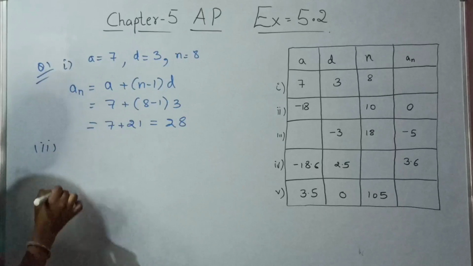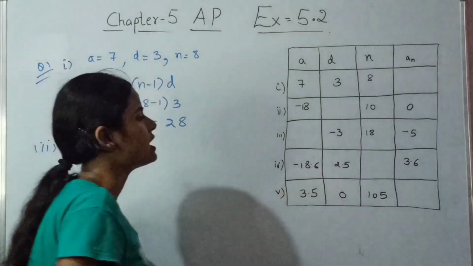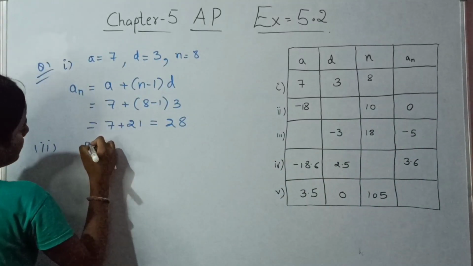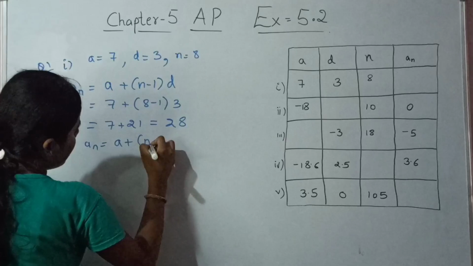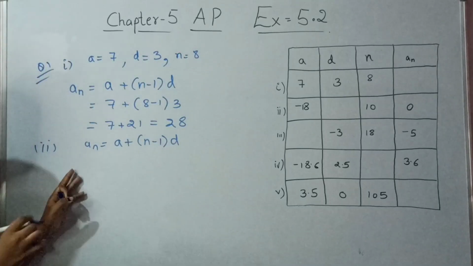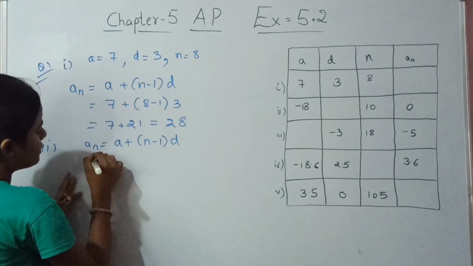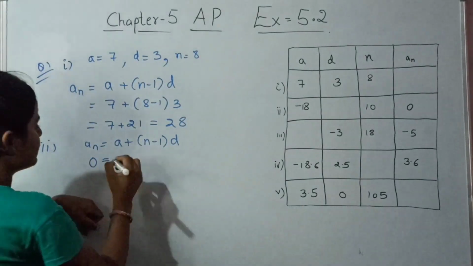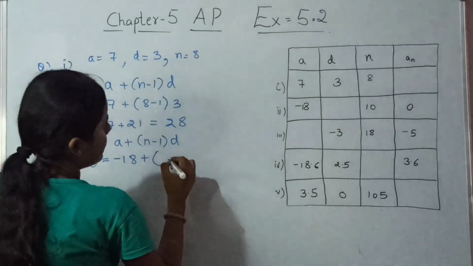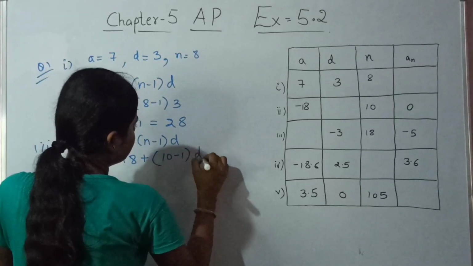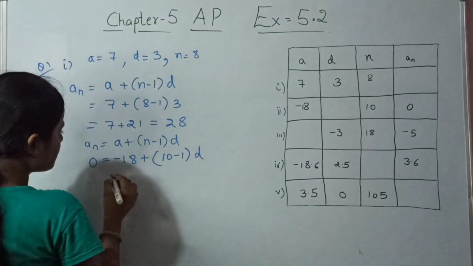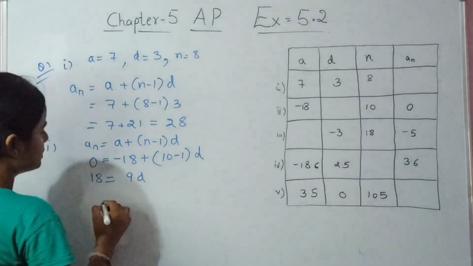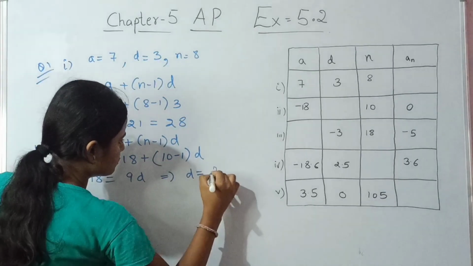In the second part, what is not given? D. So we have to find D. What we know is the nth term is 0. So again we know this formula, an equals A plus (n minus 1) multiplied by D. So put all the values. n is not given to you, the nth term is given to you, which is 0, put its value. Then A is minus 18 plus n is 10 minus 1 multiplied by D. So here we will find D now. So this minus 18 will become 18, 10 minus 1 is 9, 9D. So D is equal to 2.